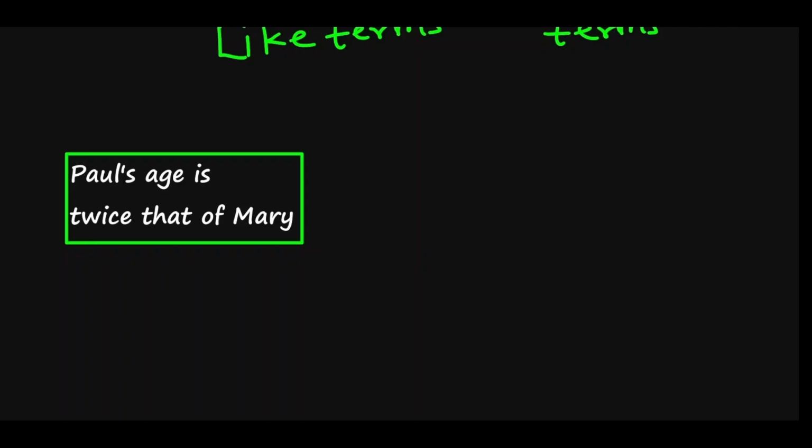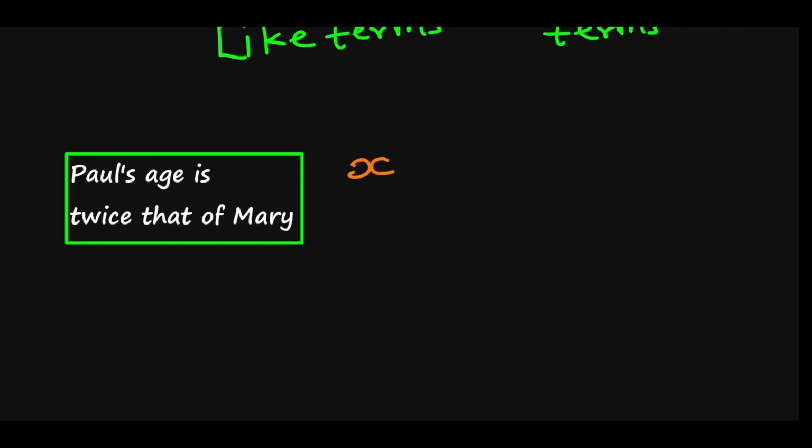How do you translate this statement? Now this one is a bit more difficult than what we've been doing. Paul's age, we don't know Paul's age. But what we know is that it is dependent on Mary's age. You see how I'm trying to get the logic. Now, what is that Mary's age that Paul's age is dependent on? We don't know. So let Mary's age be, say, X.